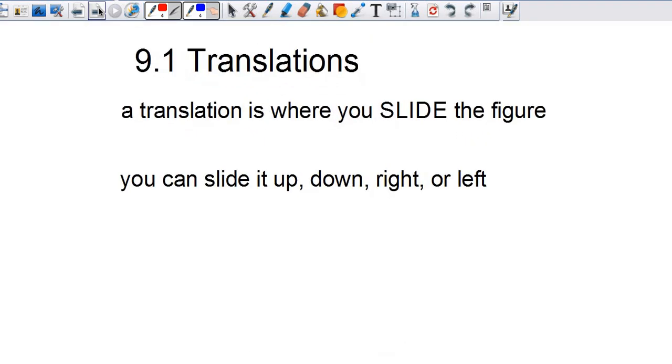So, let's talk about our first transformation. This is what we call a translation. A translation is where you slide the figure. You can slide it up, down, left, or right, or you can do a combination of two of those things. So for example, you could go up and right, or down and right, or up and left, or down and left. So something like that, all right?